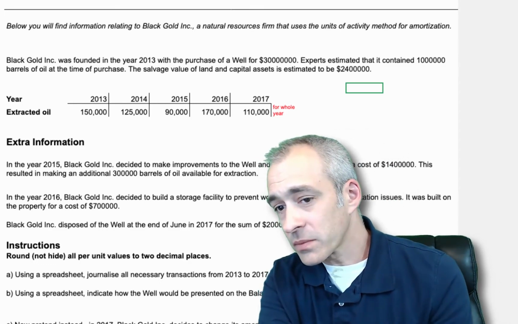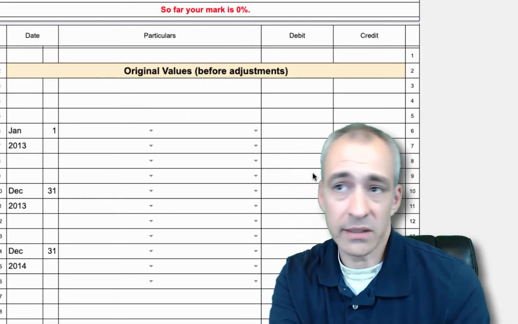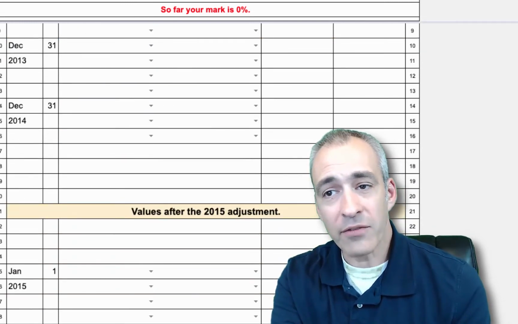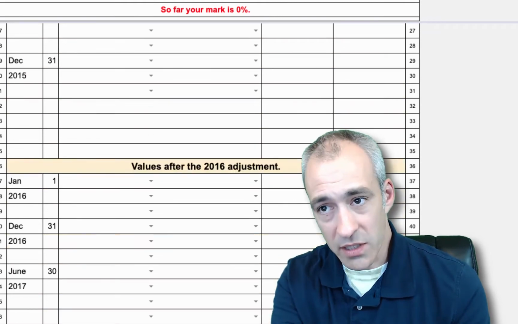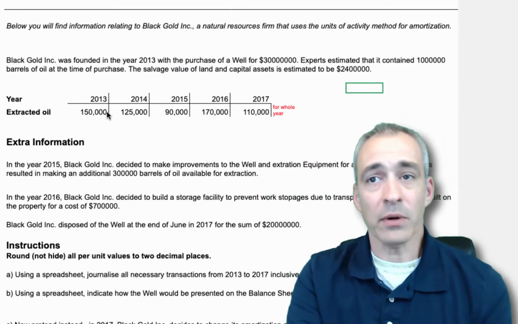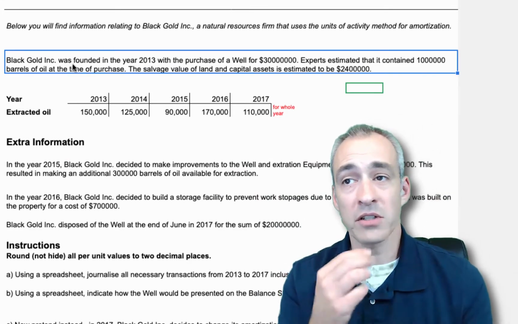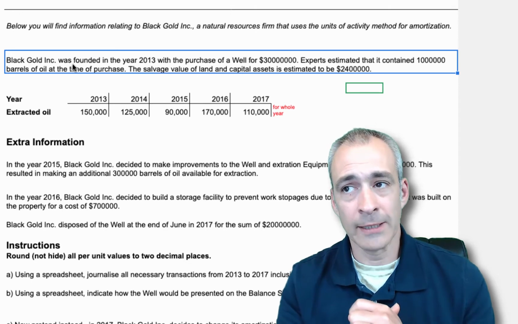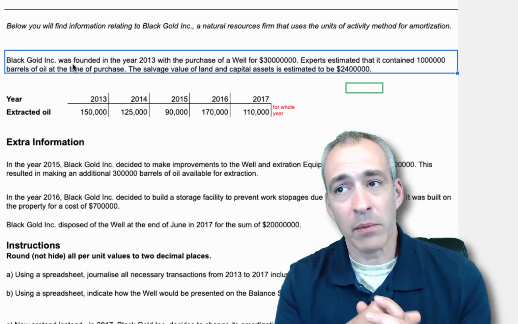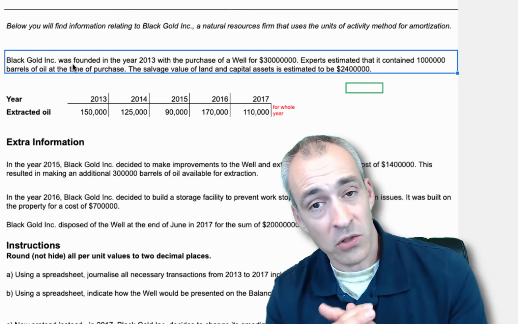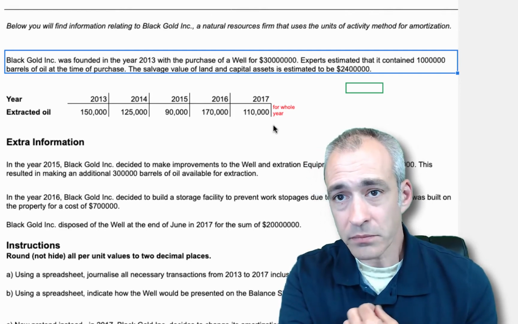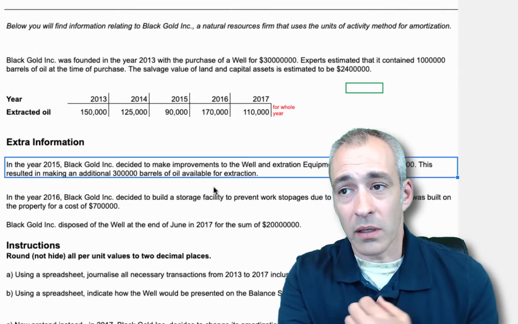Why didn't that switch? Like this. So here's original values before adjustments. And then this is values after the 2015 adjustment and after the 2016 adjustment. So you've got a couple of things that happen in chronological order. So for example, it purchases a well for $30 million. It tells you it's got 1 million barrels of oil. Salvage value of the land and the capital assets is 2.4 million. So you'd come up with, and it's giving you the information for units of activity.